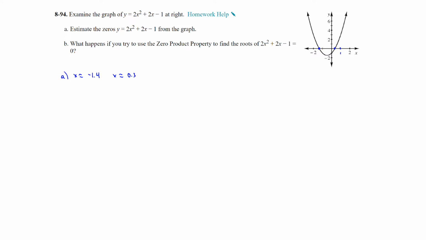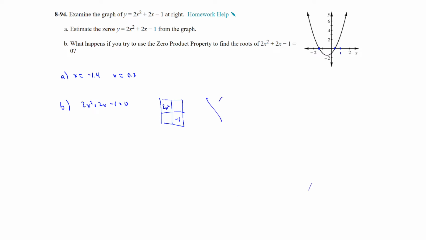And then on B, what happens if you try to use the zero product property to find the roots of 2x squared plus 2x minus 1 equals 0? Well, let's find out. 2x squared plus 2x minus 1 is equal to 0. So we've got to figure out whether we can factor this. So we have a 2x squared and a minus 1.